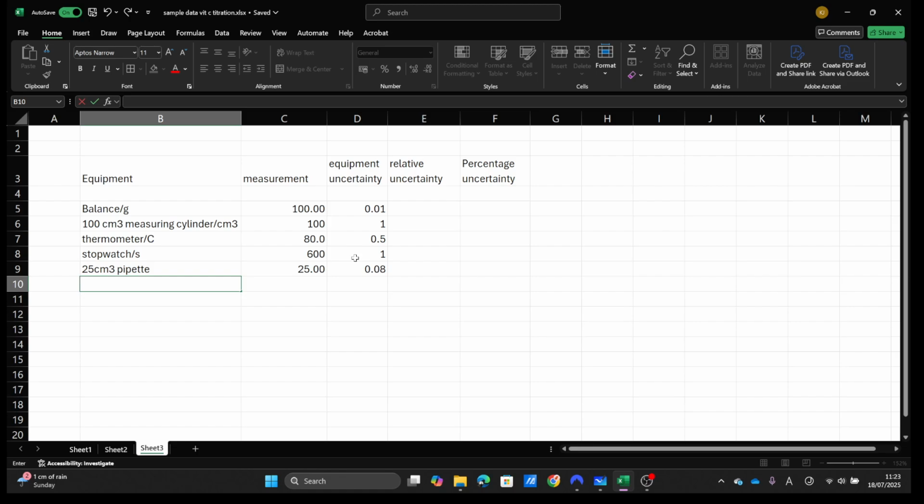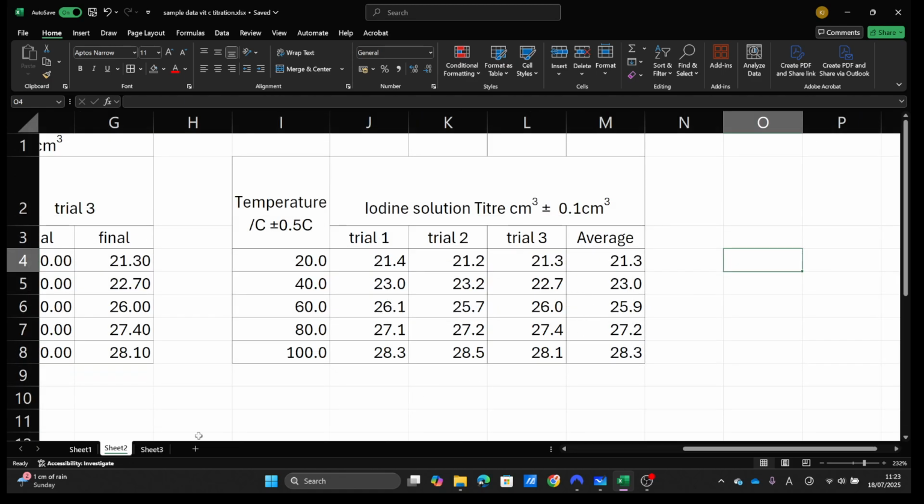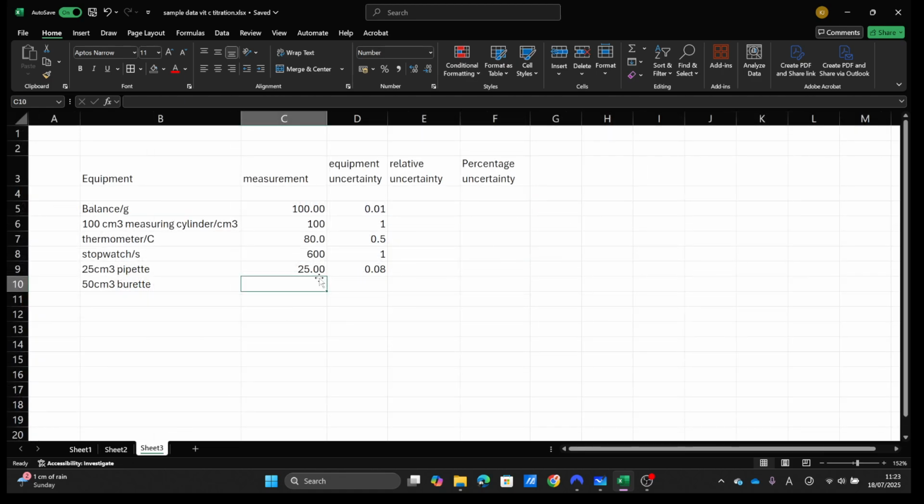And then we had a burette. Now, the measurement for 80 degrees, we got 27.2. And the equipment uncertainty, that is 0.1. I'm using the tighter, so we're doubling that equipment uncertainty. Okay, so I think that is everything for this one.